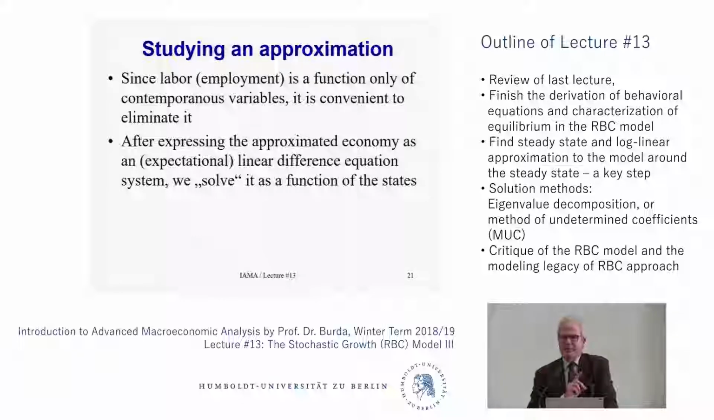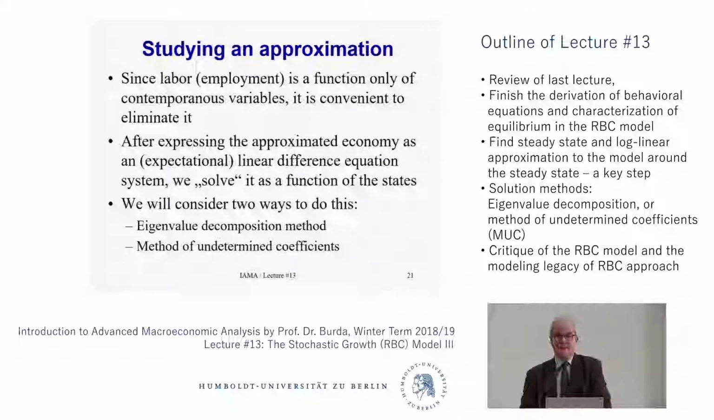You might notice we had employment in that system of 4 equations. Well, employment is a function of contemporaneous variables. It's a function of y today, k today, and c today. So we can actually substitute it away. We can get rid of it. So we can make it a 3-variable system and 3 unknowns. Okay, that's nice. And then we can write it down in the way that we used to from the last lectures. We looked at difference equations, and then we can solve it. I'm going to show you how to do that now.